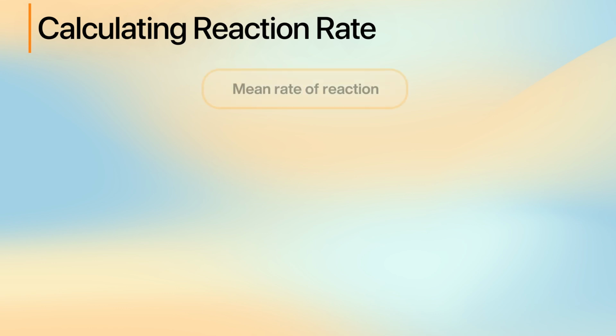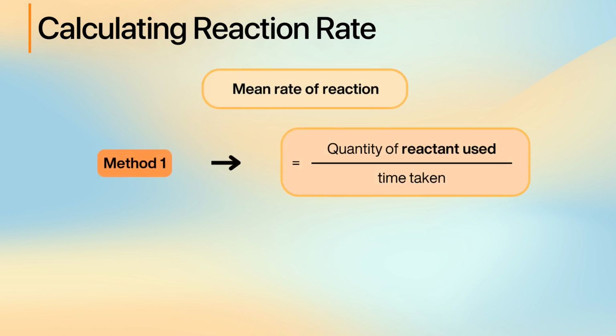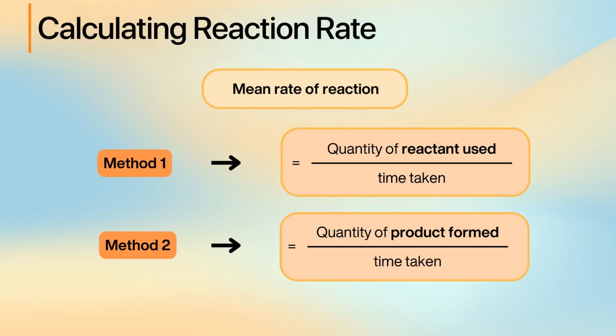To find the mean rate of reaction, we use the following formula. The mean rate is equal to the quantity of reactant used over the time taken. Alternatively, we can determine the mean rate using the product formed. This equation states that the mean rate equals the quantity of product formed over the time taken.